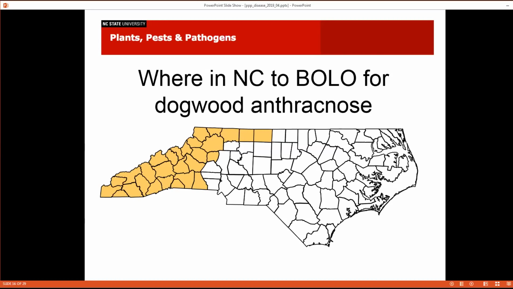That said, we have had very few samples. Within the last 10 years, we only had one suspected case of dogwood anthracnose come into the clinic. So it is not all that common, and again, unfortunately, has a name that's very similar to the name of a very common but cosmetic disease.